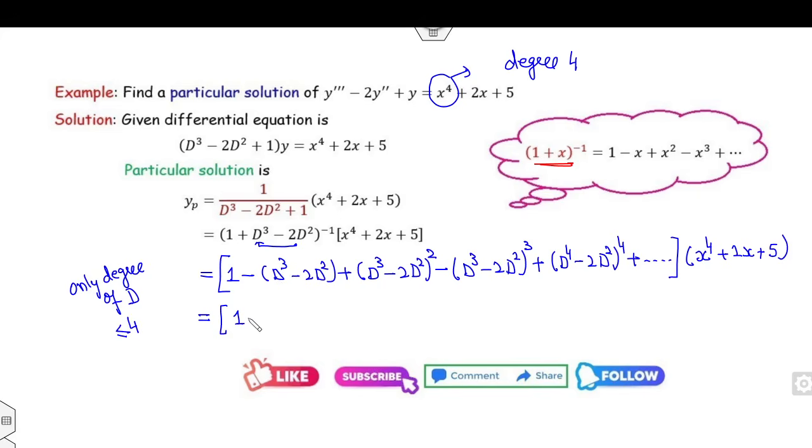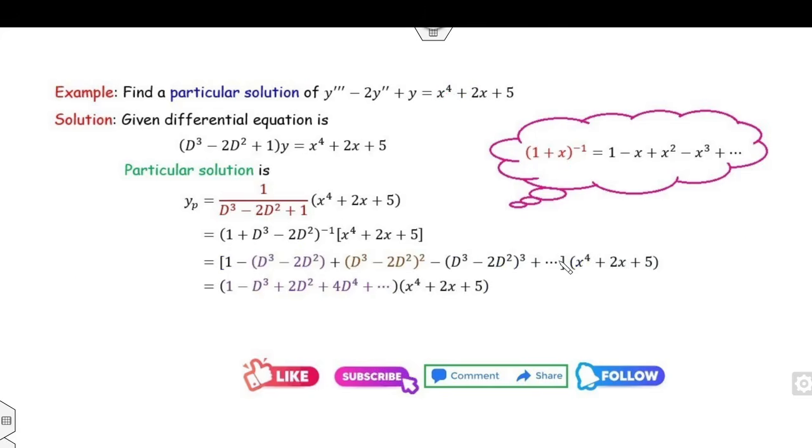So this is the D cube, this is less than or equal to 4, plus 2D square. If I use (a minus b) whole square, the first quantity will be the D6, and the degree is more than this, so we can ignore it, plus 4D raised to power 4. And then 2ab is minus 4D raised to power 5, which is more than the degree, so skip that. If I use (a minus b) raised to power cube, a cube is D9, then it's D6, then no term which is less than 6. I can write only up to this value. Fine. And then I can write x4 plus 2x plus 5.